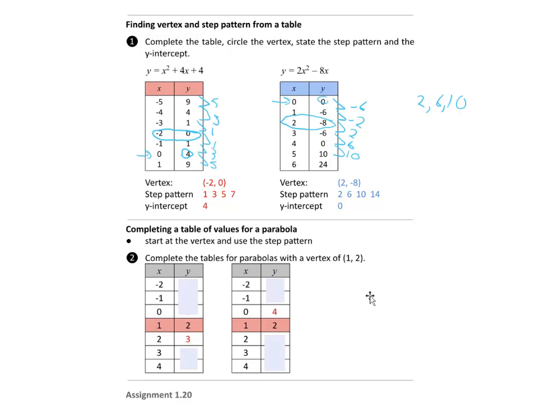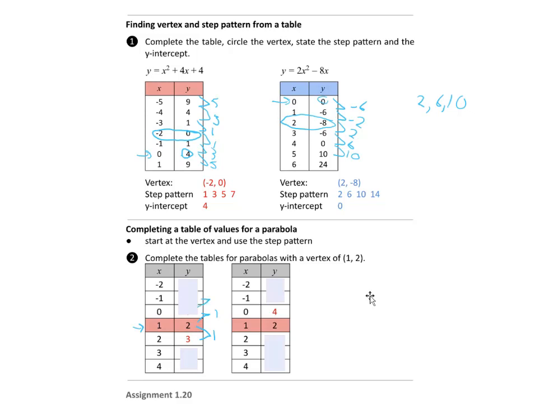For example 2, we have completing a table of values for a parabola. Start at the vertex and use the step pattern. So complete the parabolas with the vertex of 1, 2. In this case, I don't give you all of the information. I just give you the first step. In this case, we went from 2 to 3, so we went up 1. And if this is the vertex, and it's increasing, that means we're going to increase when we go the opposite direction. So from 2 up 1, so up this way will be up 1.